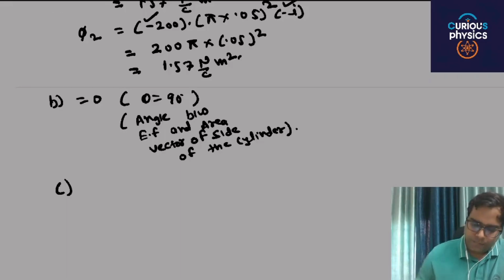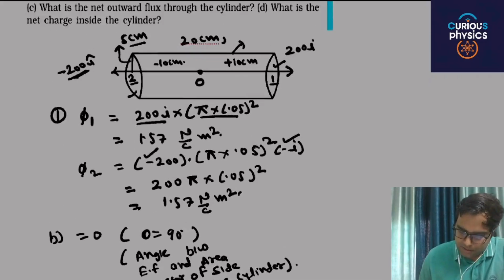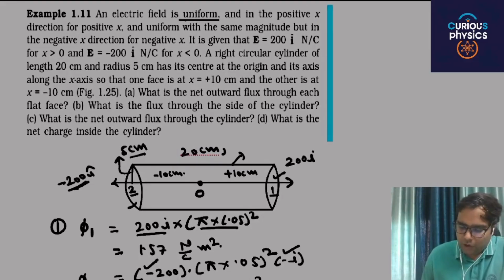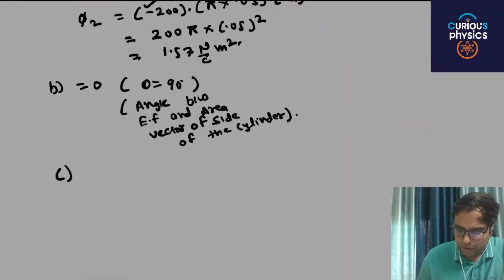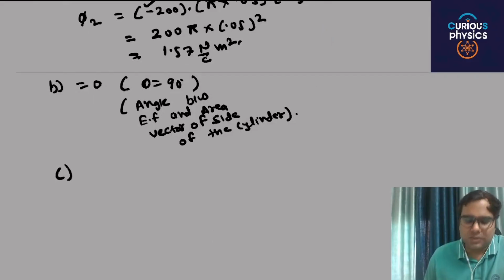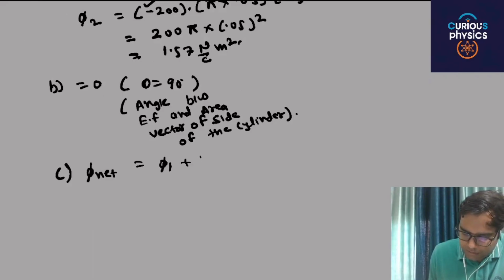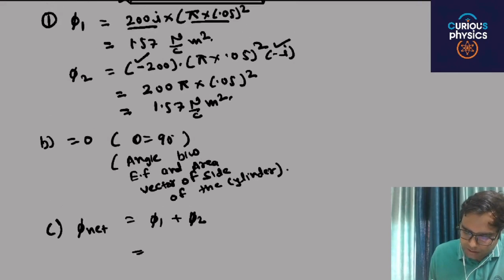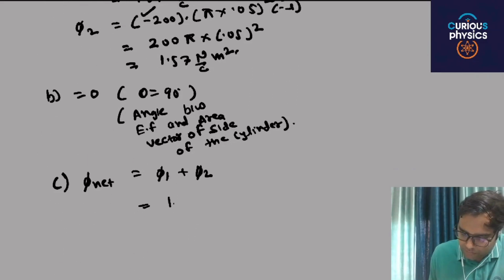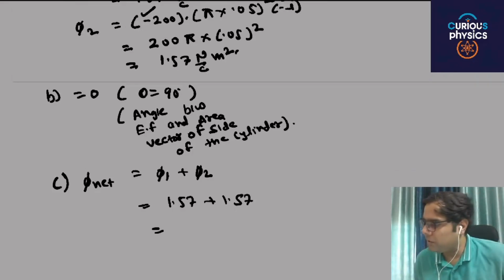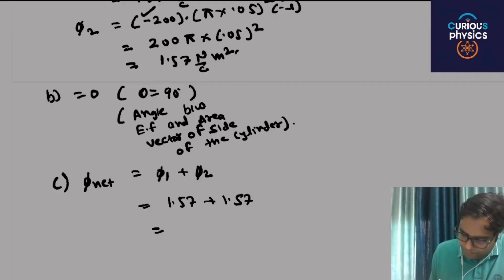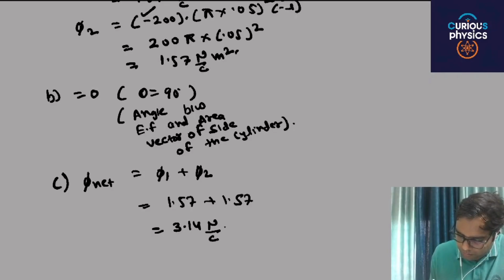And the C part is what is the net outward flux through the cylinder. If you want to know the net outward flux, simply add phi 1 and phi 2. Phi net is phi 1 plus phi 2, and the value is 1.57 plus 1.57, which is 3.14 Newton per Coulomb meter square.